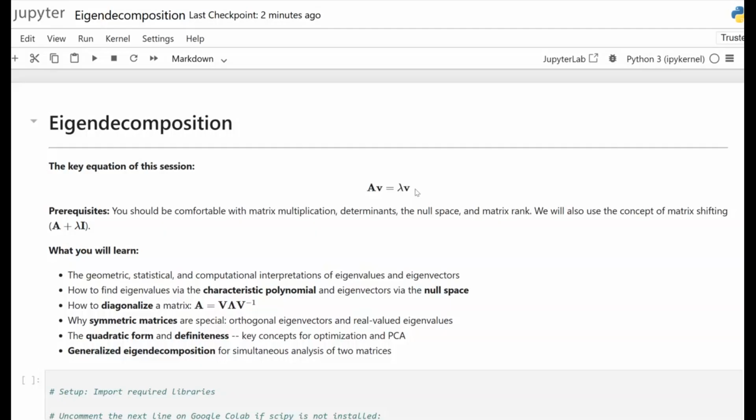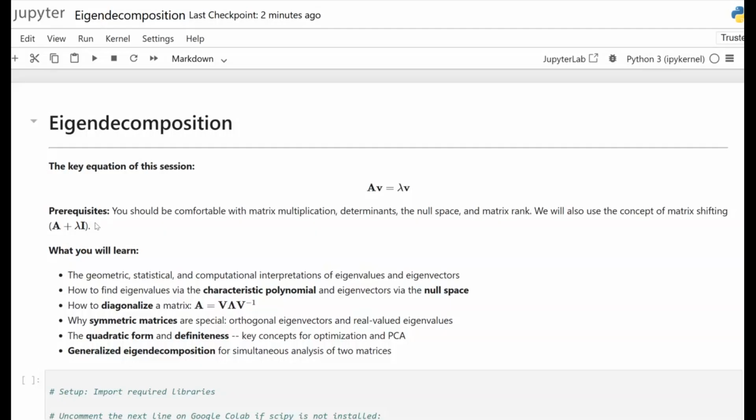In this exact equation, when matrix A multiplies a special vector V, the result is simply that same vector scaled by this number, lambda. Here the vector V is an eigenvector and the scale lambda is its corresponding eigenvalue. Finding all such pairs, lambda and V, is what eigendecomposition is all about.